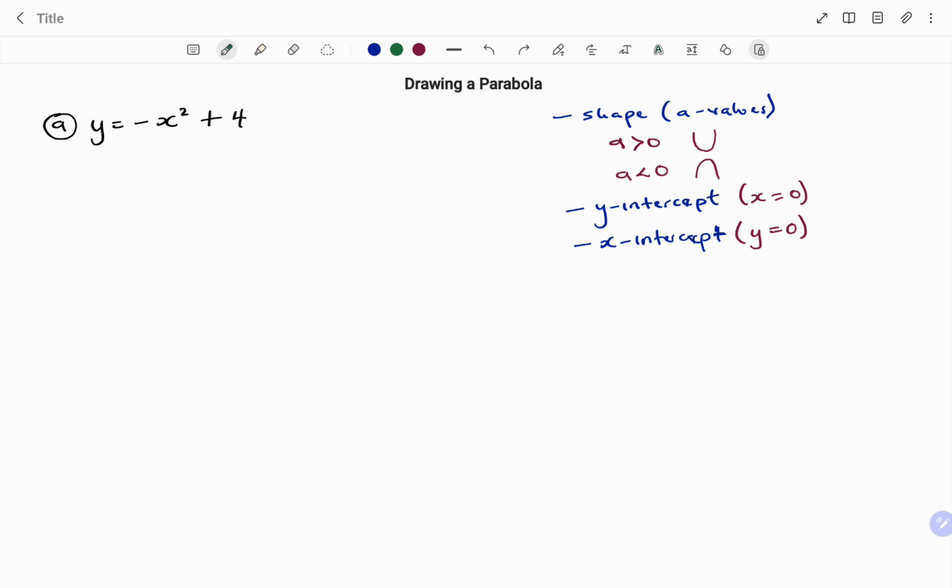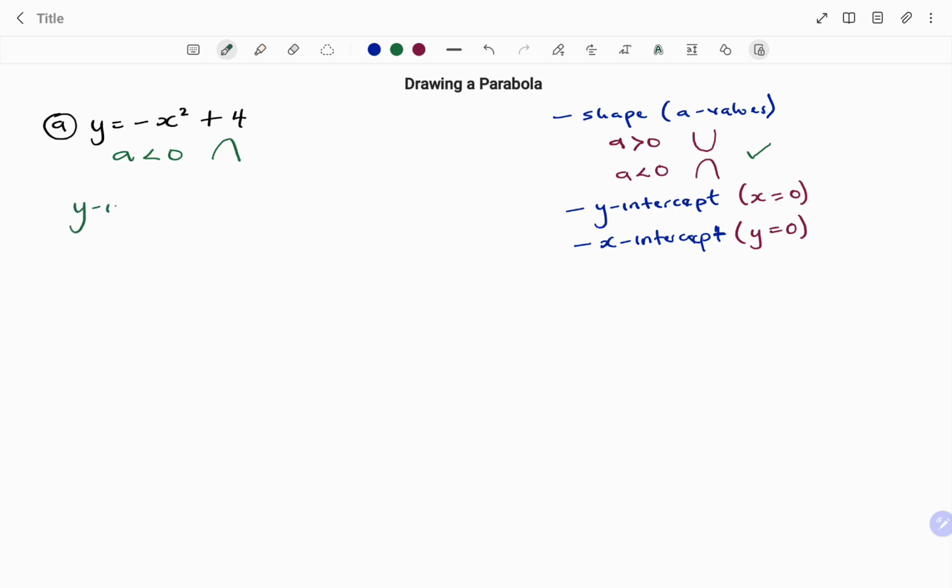In the first example, I'm going to draw a parabola with the equation y equals minus x squared plus 4. Note that the coefficient of x squared is minus 1, and what that means is the value of a is less than 0. Therefore, my parabola is going to be in the form of a sad face. So we've been able to get our shape. The next point is to find our y-intercept.